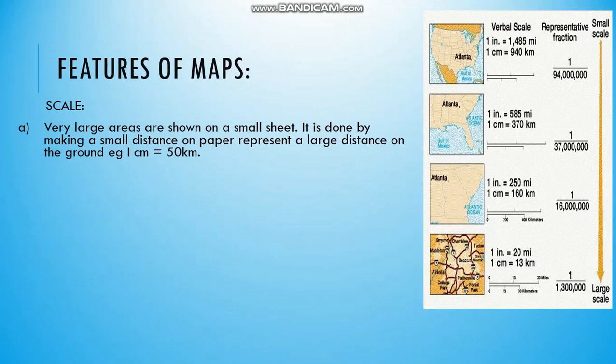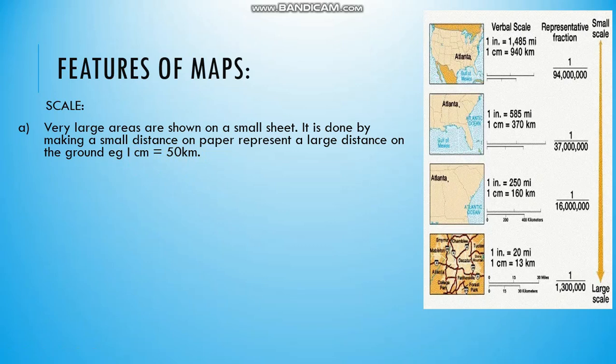Now we know we have very large areas. So large areas in kilometers cannot be displayed on a small sheet. So we use a scale. It is done by making small distance on paper represent a large distance on the ground. For example, we can imagine 1 centimeter equal to 50 kilometer. So this 1 centimeter equal to 50 kilometer is called a scale of a map.